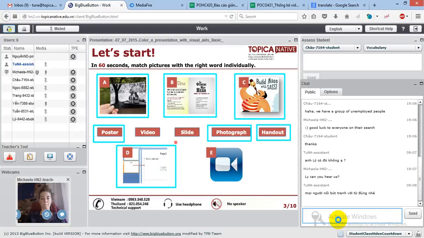Slide. Yeah, slide. Wonderful. Good correction of yourself with the pronunciation. Slide with the D. And Tuan, can you please... Maybe this is too easy because it's the last one left. So E, we see here, is video. All right, Tuan, can you please make a sentence for us with video?